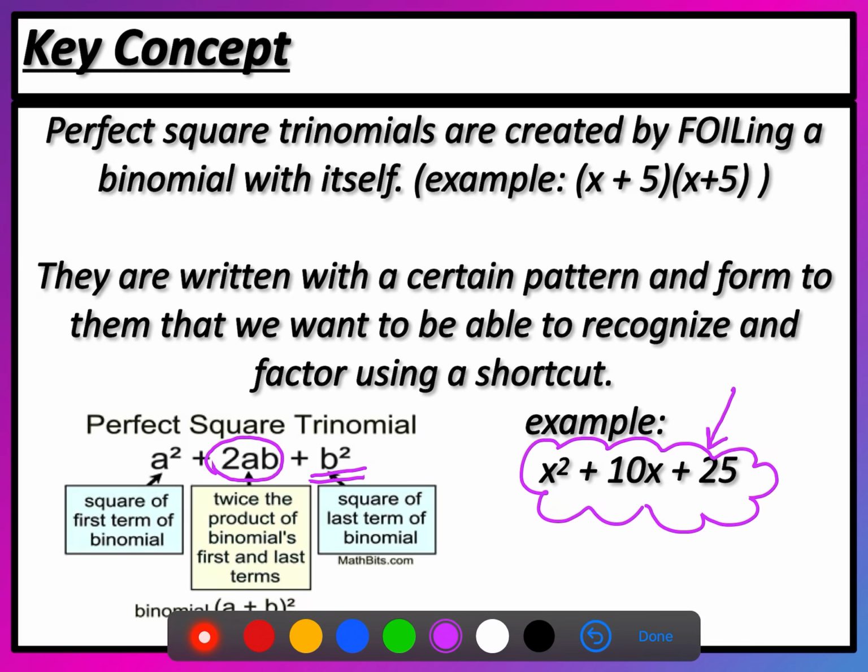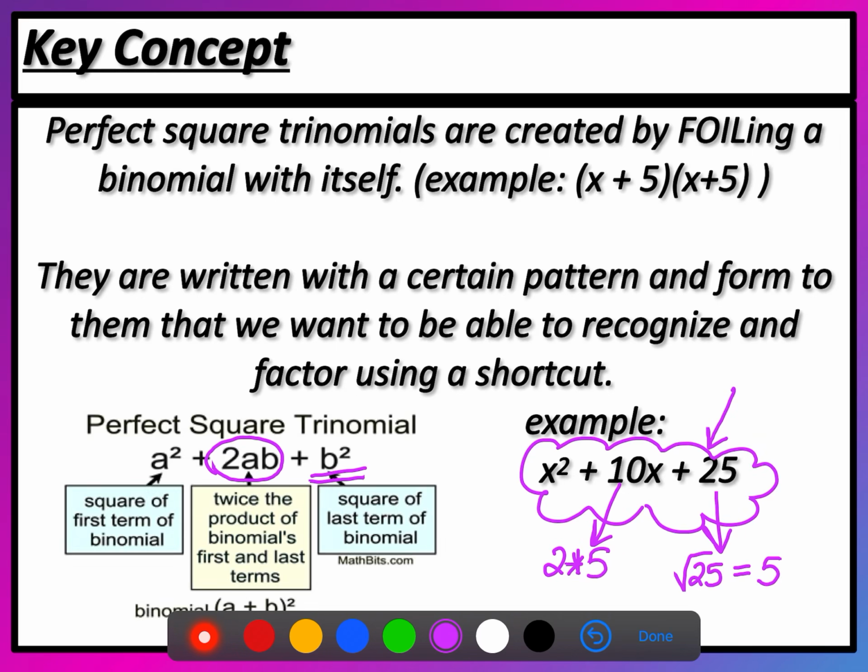Okay, so let's say that again. If we take the square root of 25, we get a 5. So 10 is double 5, or 2 times 5. We have to have that relationship between the middle and the last term. So whatever the square root is here on the end, if we double that, we should get the middle term.